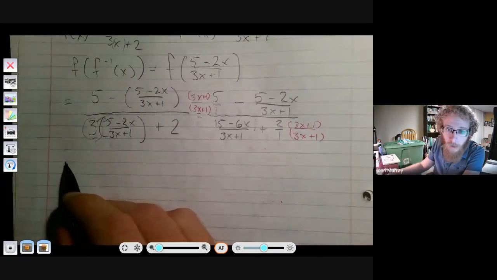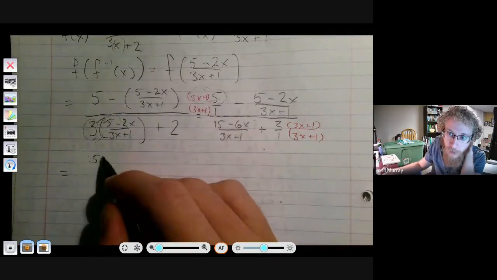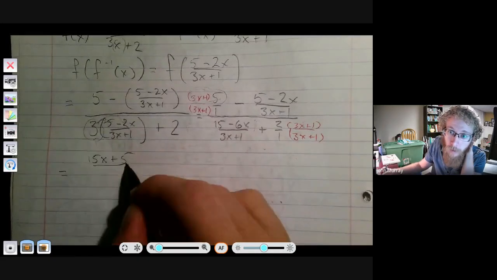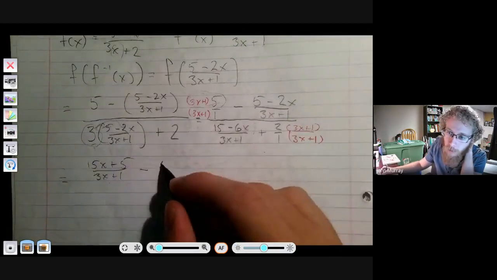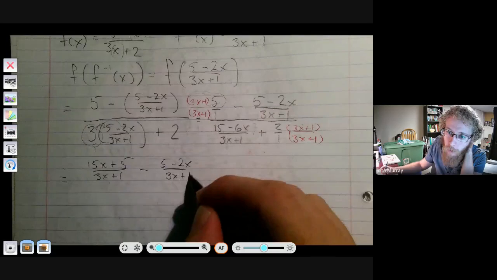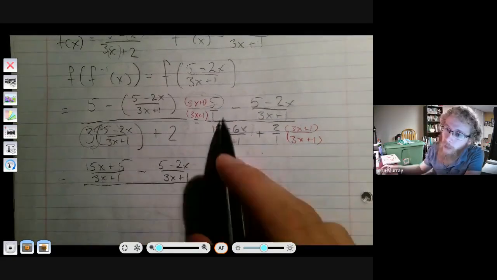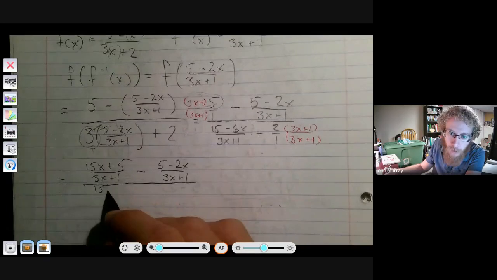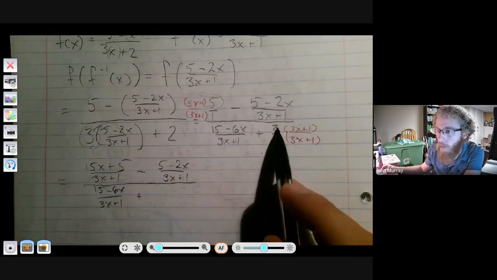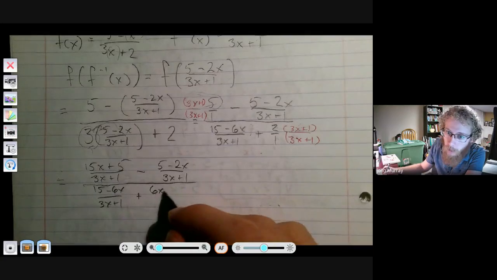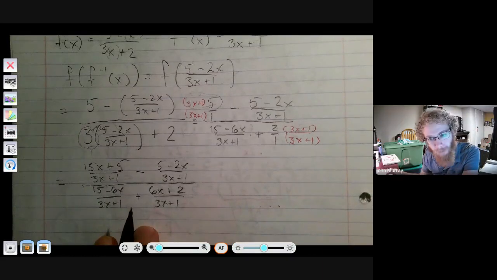So up here, again, we're going to distribute this 5. So you're going to have 15x plus 5 over 3x plus 1. That's our common denominator. Minus, again, I'm not touching this, so I'm just going to leave it 5 minus 2x over 3x plus 1. All right, so that's good because now we have a common denominator and we'll be able to simplify that. Down here, this first term I don't touch. I have 15 minus 6x over 3x plus 1. Now again here, I'm going to distribute this 2. So I have 6x plus 2 over 3x plus 1.